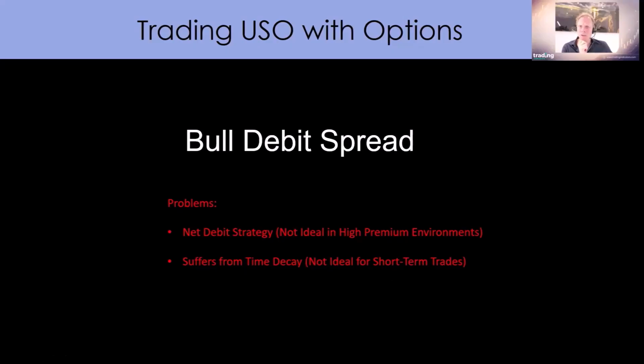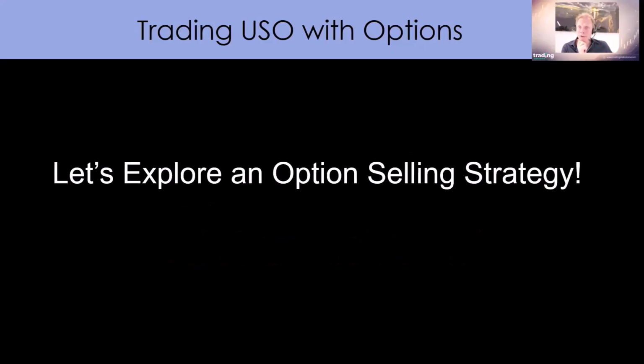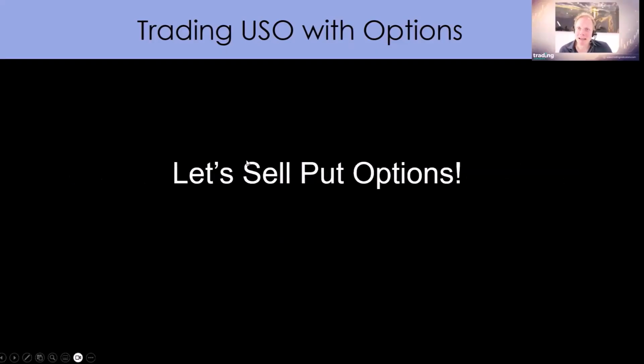What are our options here? Well, what if we tried an option selling strategy? This could potentially solve our problems. Let's sell something instead of buying something. The premiums are high. Maybe now selling is a better idea. Okay, let's explore this a little bit. So what we could do is, for example, just sell some put options. Now, buying a put option is a bearish play, but selling a put option is a bullish play. Exactly what we have in mind for this USO trade.